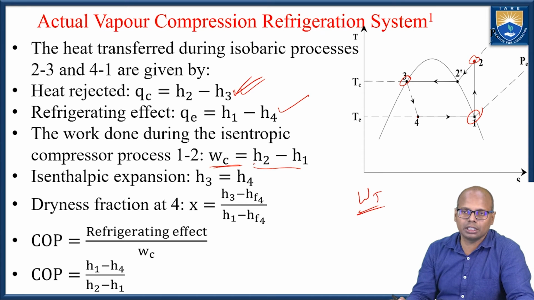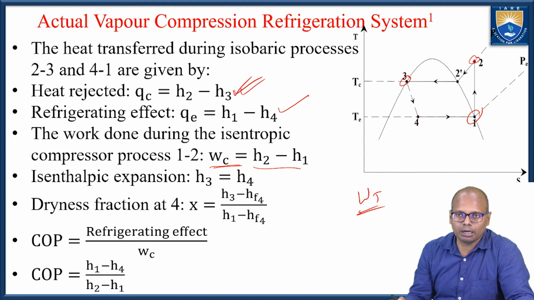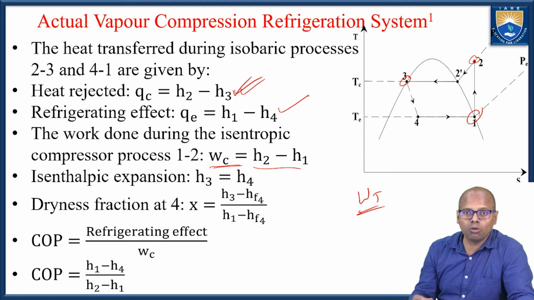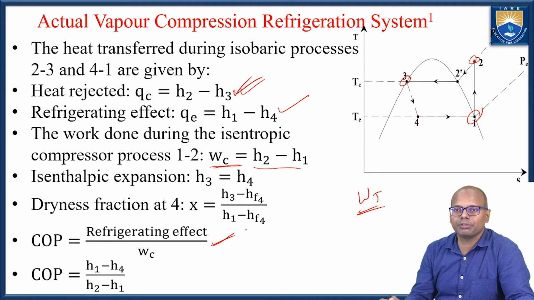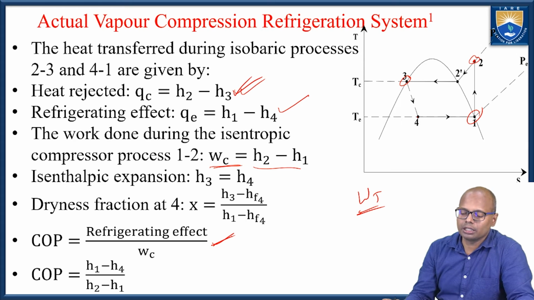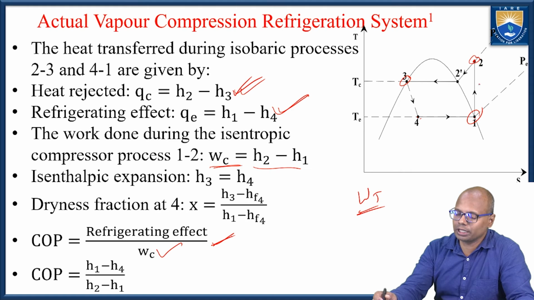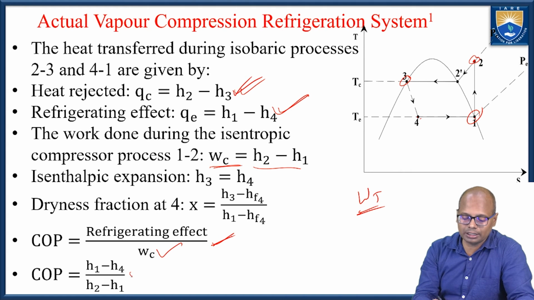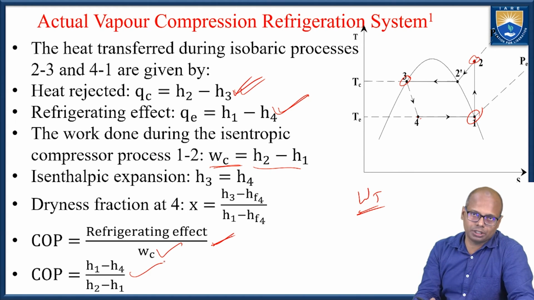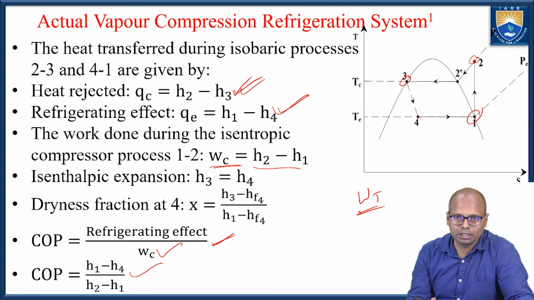Net work is nothing but the work of the compressor. So now what is the refrigeration effect? The refrigeration effect is nothing but H1 minus H4. This is the refrigeration effect. And what is the compressor work? It is nothing but H2 minus H1. So that is giving the COP of the actual vapor compression system.